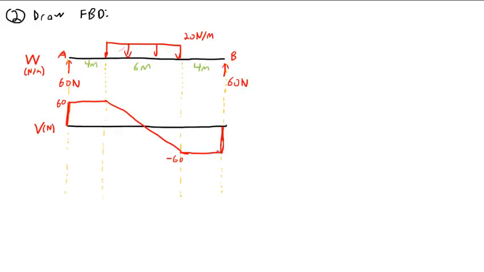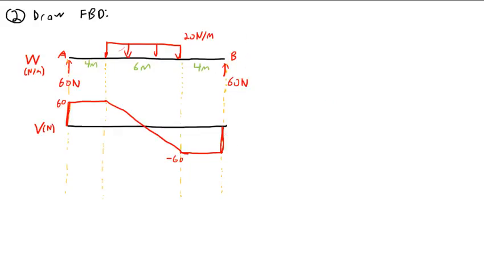Now, we don't say the shear at, say, x equals 14 meters is 0. We still report that as negative 60, but the curve should come back to where it started. This last reaction on the end should bring it back up to 0.